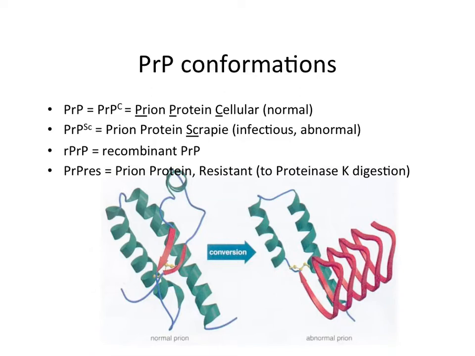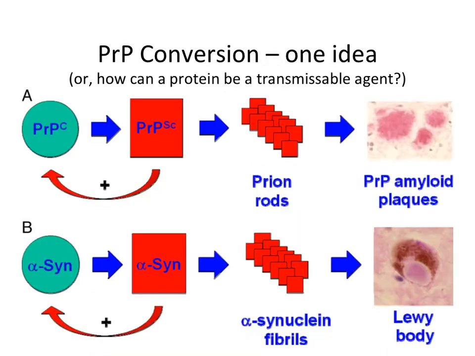We've got the gene, we make the protein, it's normal, we're okay. But when it misfolds, really bad stuff happens. So how can a protein be a transmissible agent? I can give one molecule of prion protein to somebody and that can give them the disease. This is how that works in cartoon form. This is how it's thought that this works.